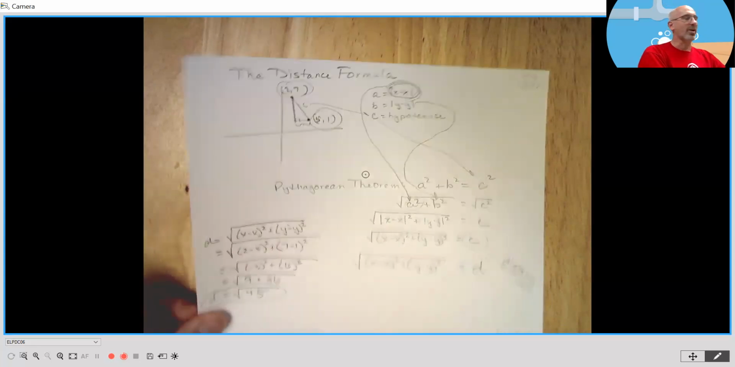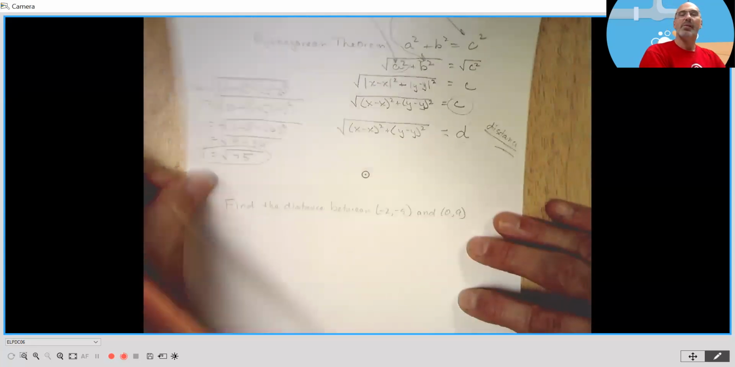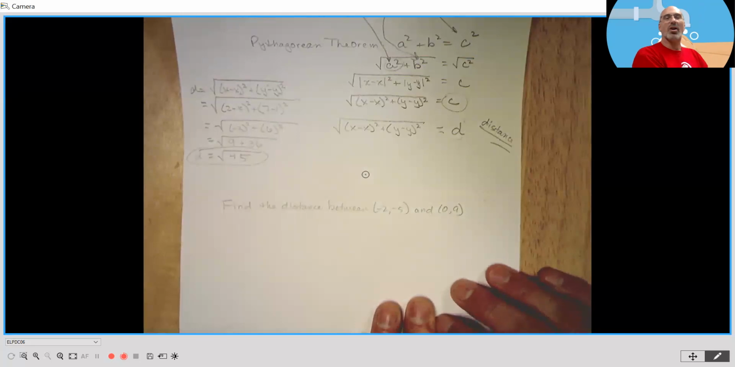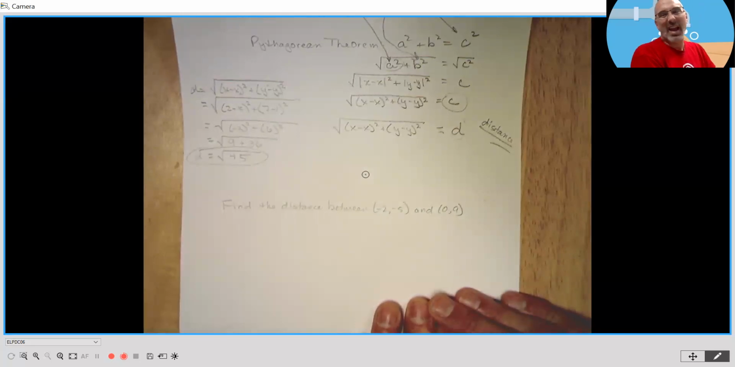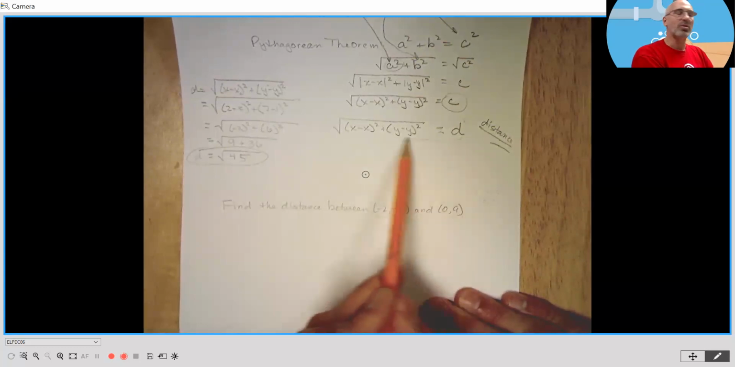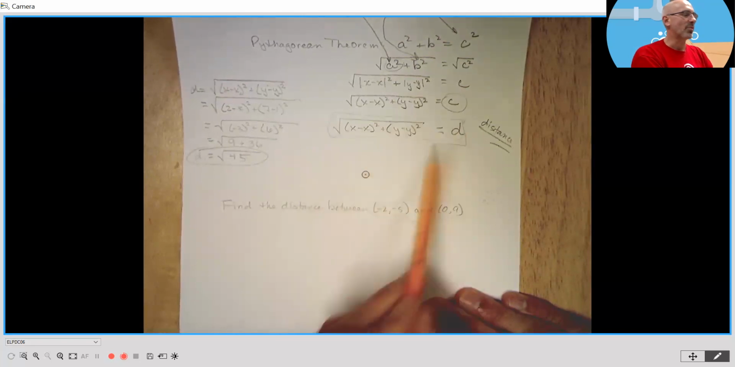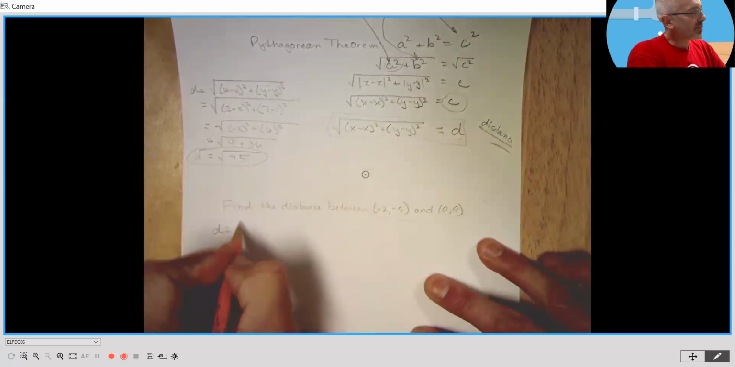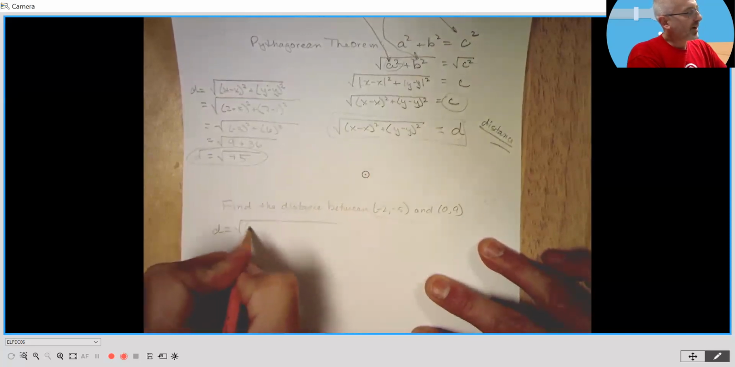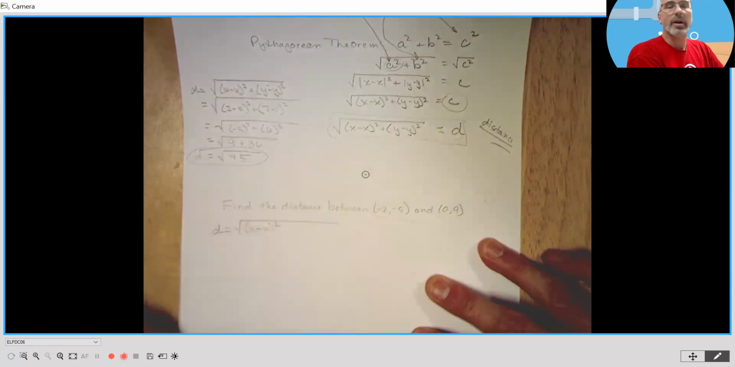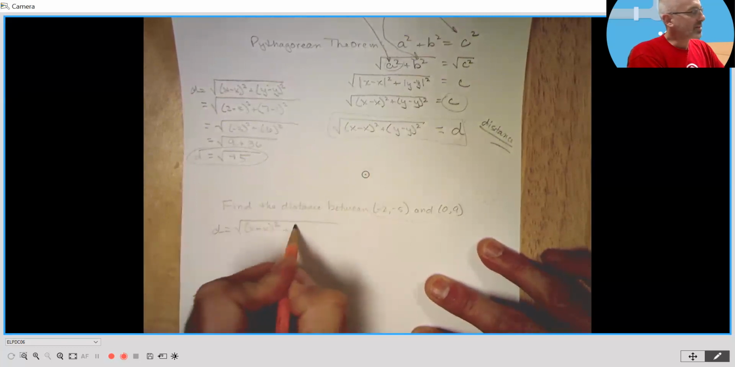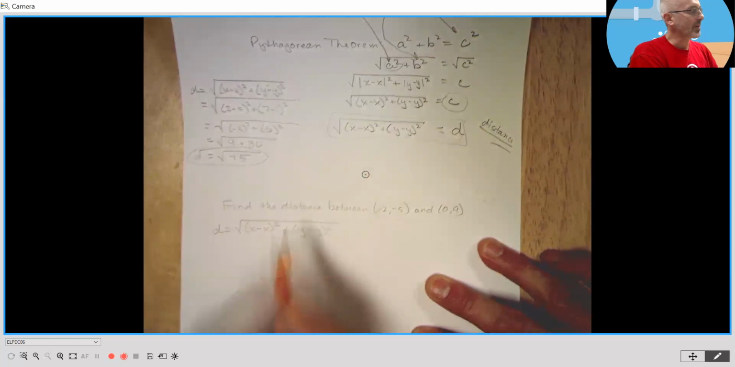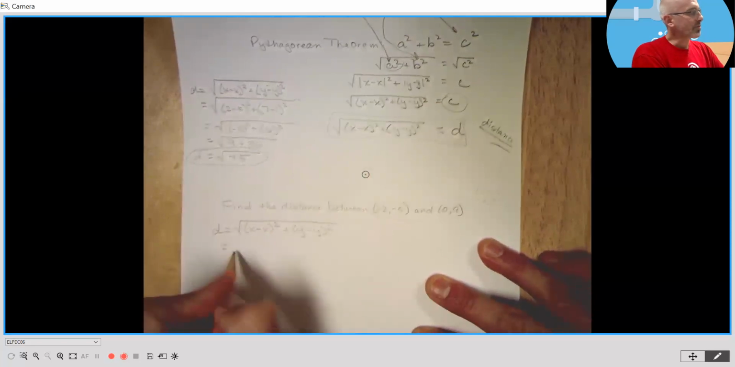So now we're going to go on and do one, but guess what? We are not going to draw a picture. I mean, you can. I like drawing pictures. You can get the distance between these two points simply by using this distance formula. So we're going to write out the formula first. Distance equals the big square root of the difference of our x's squared plus the difference of our y's squared. Now we're just going to start plugging in our numbers.